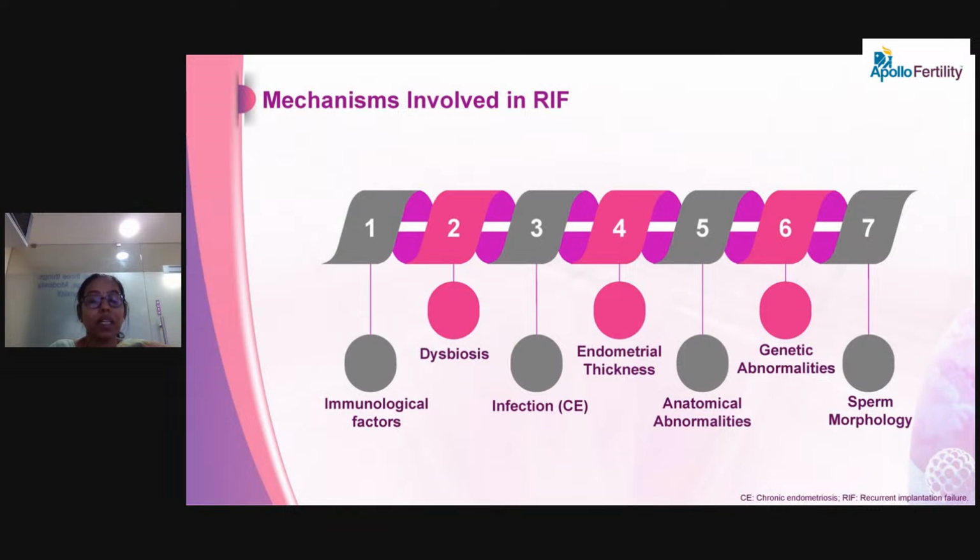So, when you look at the mechanisms involved in the repeated failure, mainly the endometrial thickness, genetic factors, sperm morphology, chronic infection leading on to chronic endometritis, any anatomical defects in the uterine cavity, any immunological causes, and dysbiosis. Mostly we see aneuploid embryos, genetic abnormalities, severe male factor, severe abnormality in the sperm, any anatomical defects in the cavity like a polyp or a submucous fibroid or intrauterine adhesions, thin endometrium, chronic endometritis, dysbiosis, and immunological causes. These are the most commonly involved reasons for a repeated failure.